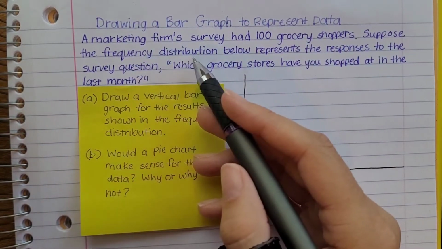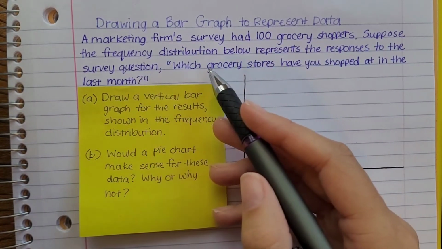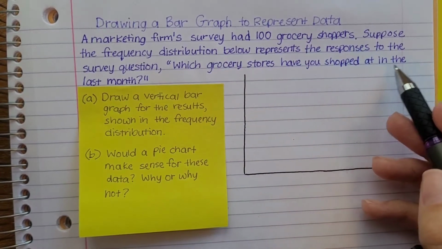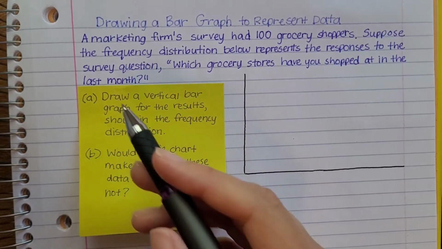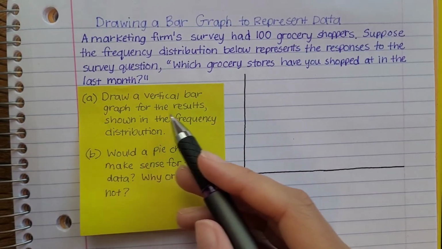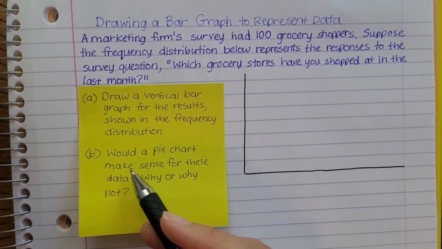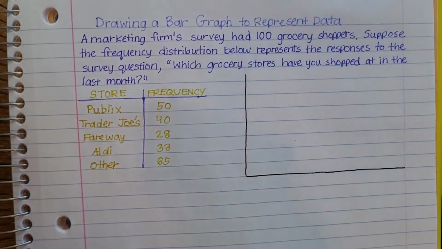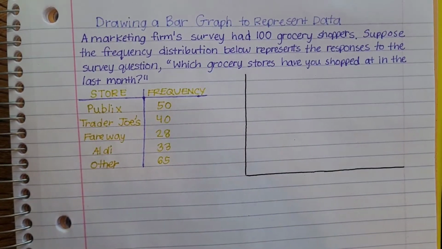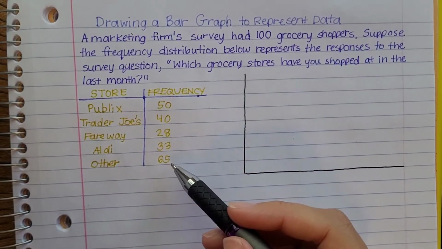Suppose the frequency distribution below represents the responses to the survey question, which grocery stores have you shopped at in the last month? Today we'll be answering part A and B. A. Draw a vertical bar graph for the results shown in the frequency distribution. And B. Would a pie chart make sense for these data? Why or why not? So here is our frequency distribution chart. We have 5 stores and the frequency in which shoppers visited these stores.